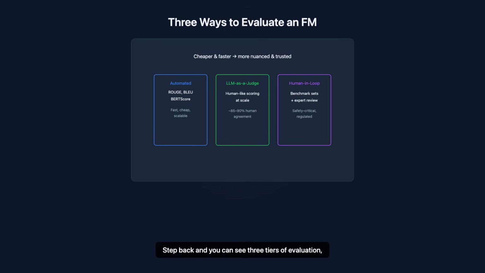Step back and you can see 3 tiers of evaluation, arranged from cheap and fast on the left to nuanced and trusted on the right. First, automated metrics: ROUGE, BLEU, and BERTScore. They're fast, cheap, and scale to any volume.